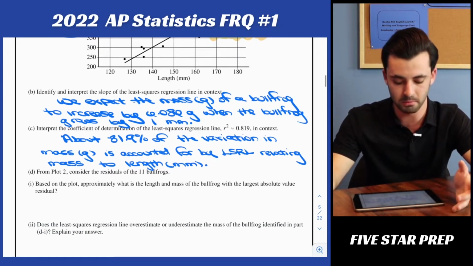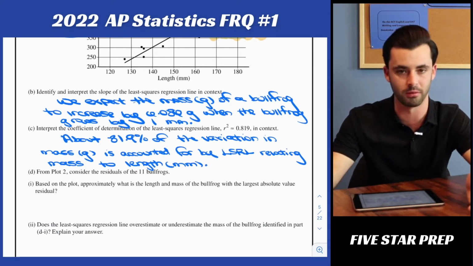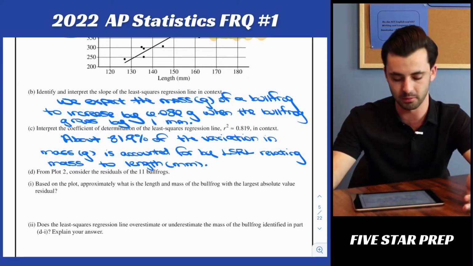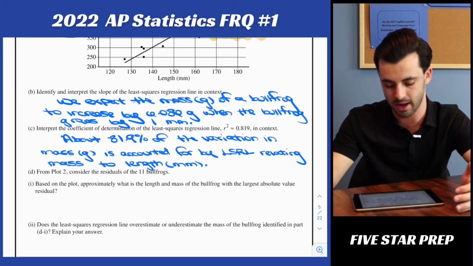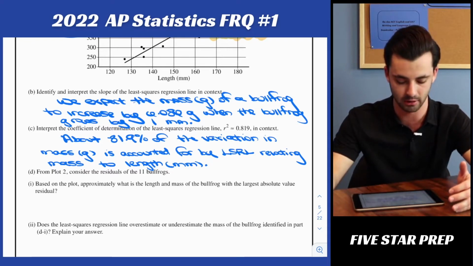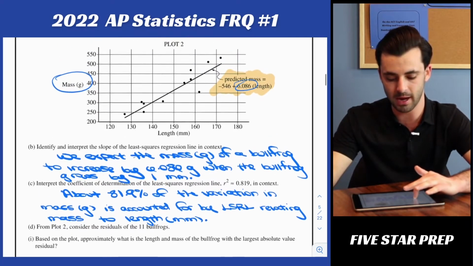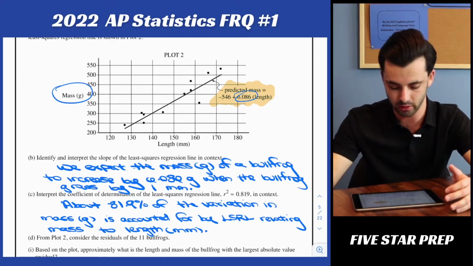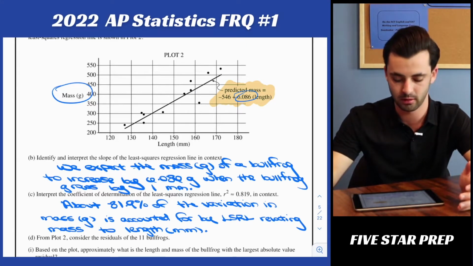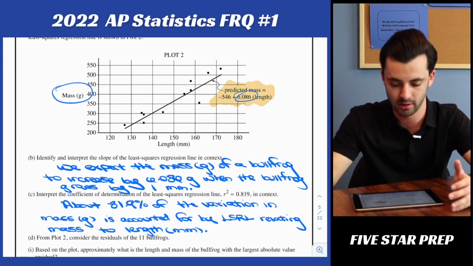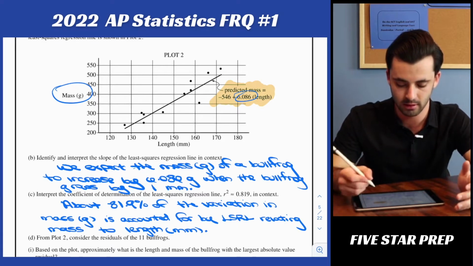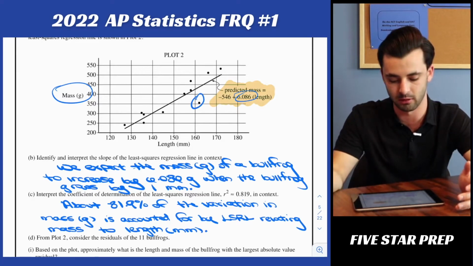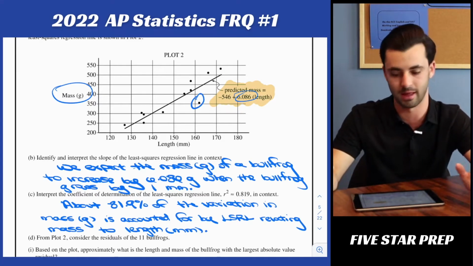D. From plot 2, consider the residuals of the 11 bullfrogs. D I says, based on the plot, approximately what is the length and mass of the bullfrog with the largest absolute value residual? Well, going back to our scatter plot, here they're just saying which point on your scatter plot is farthest from the least squares regression line. And looking at our data, it appears it is this point right here. It's just farthest away from the line. That's it. That is all.